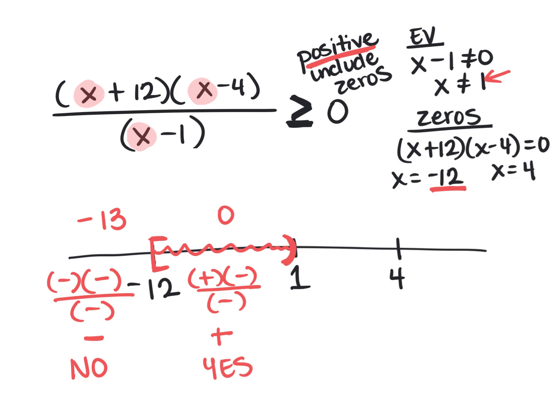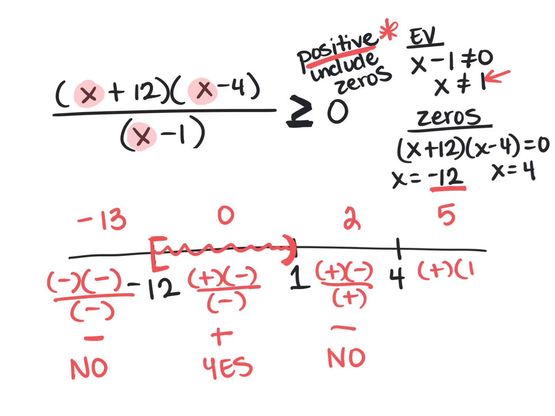All right, between 1 and 4, let's use 2. So 2 plus 12 is positive, 2 minus 4 is negative, and 2 minus 1 is positive. So this is negative, but we want the positives, so this is not in my solution set. And then bigger than 4, let's use 5. We have 5 plus 12, 5 minus 4, and we have 5 minus 1. So this one is all positive. So this is a yes. And 4 is a 0. So we said that we will include our zeros. So this is a bracket.